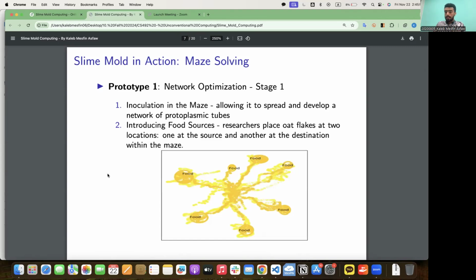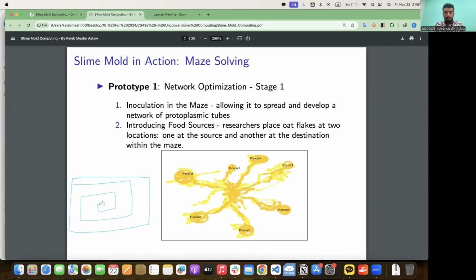So first, the slime mold will be, okay, I would like to go again. I can assure you that I will provide a more detailed illustration. So let me draw a maze here.